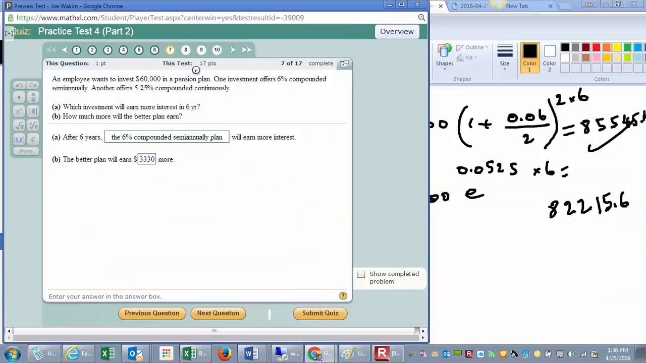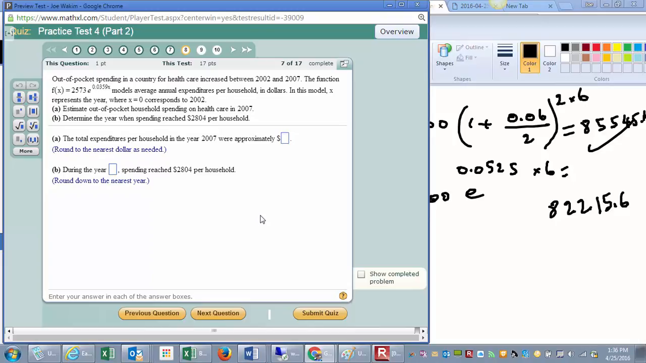Let's go to the next one, number 8. So we have out-of-pocket spending in a country for healthcare that increased between 2002 and 2007. We have a function modeled for average annual expenditure per household. In this model, x represents the year, where x equals 0 corresponds to 2002. Estimate out-of-pocket household spending on healthcare in 2007. So if x equals 0 is 2002, then 7 minus 2 is 5, then x would be 5.